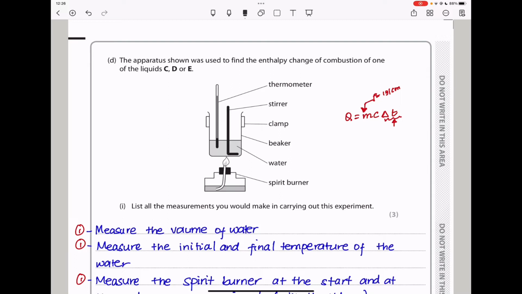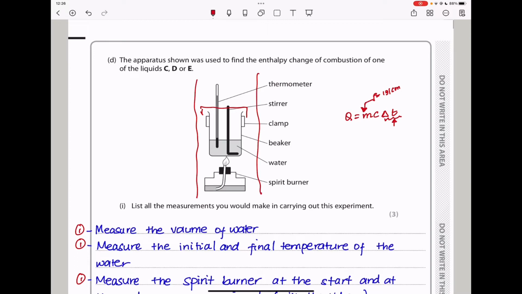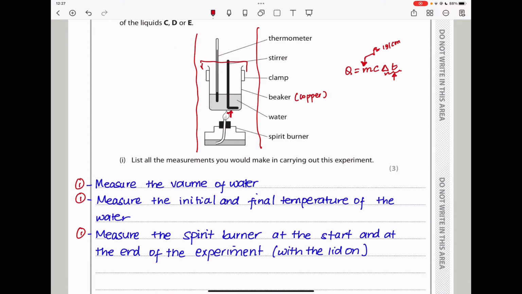We need to cover here at the top, put an enclosure at the top in order to ensure that we minimize heat loss. You need to put a draught shield like that. Create insulation in order to minimize the heat loss to the surroundings. And instead of using a beaker, use a copper can, because a copper can is going to have greater conduction in order for all the heat released here to be transferred to the water.